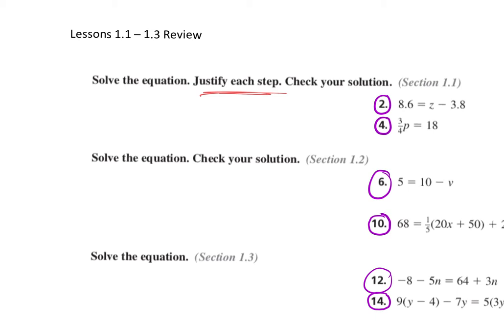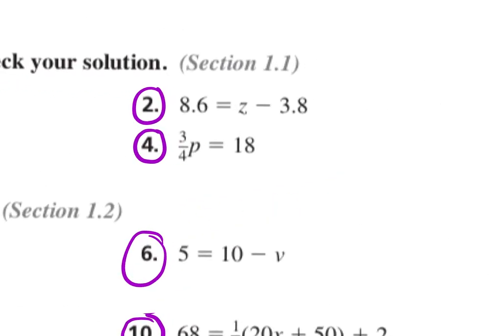Gabby? Very good. The property of equality, whether it be addition, subtraction, multiplication, or division. The cool thing is if it says justify, it's only going to be one step, okay? So you can solve that problem using one step. Let's take a look at number 2, okay?